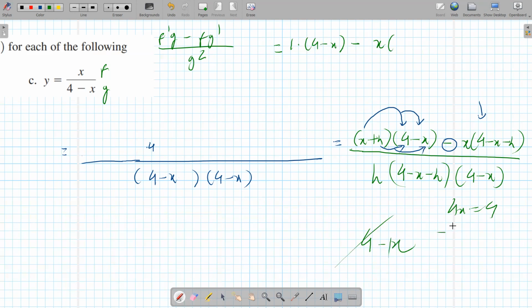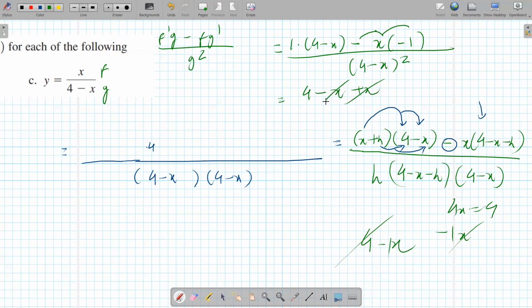Or you can look at it like minus 1x, drop the x. So you get minus x like that, all over g squared, so all over 4 minus x squared. Now, if you look at this, you get 4 minus x, and this is going to become plus x. So this cancels out with this, and then you get what we got with the long form here. Cool?